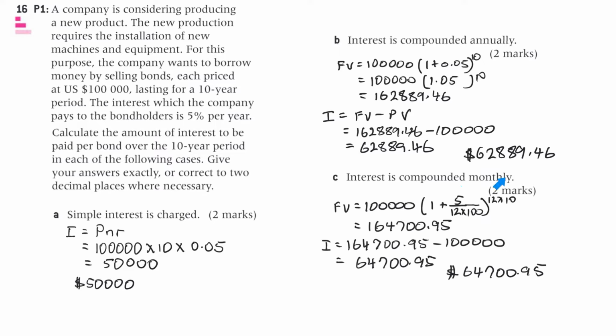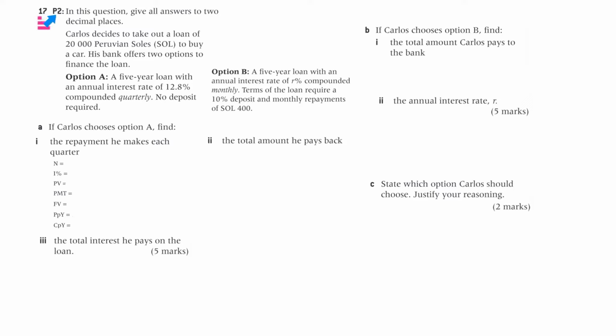C, interest is compounded monthly. Okay, so we're using the general formula with k. k is 12, and we get $164,700.95. Remember, the interest is the future value minus the present value. That's $64,700.95.